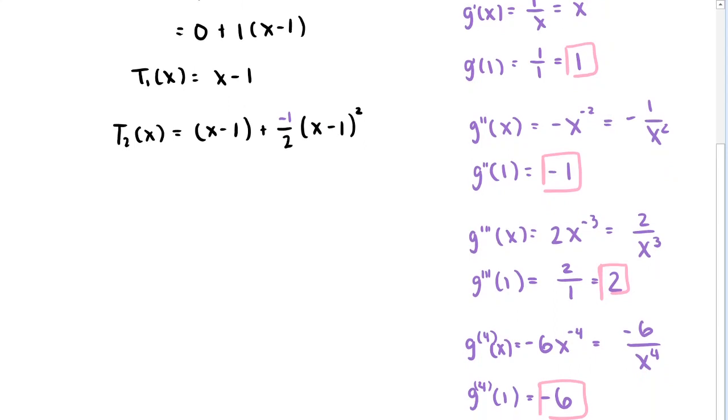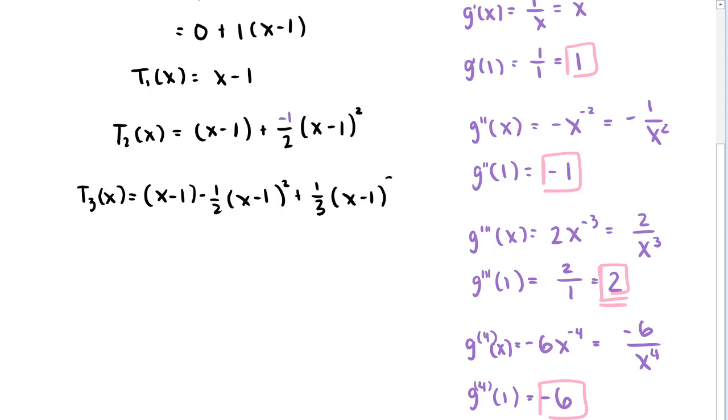And then what about the third degree Taylor polynomial for this function? Well, here it has all of the previous parts. We'll write this as -1/2 times x minus 1 squared. But it also has this cubic part, right? So it's going to be 2 divided by 3 times 2. So 2 divided by 6, which is just 1/3. So it's going to be plus 1/3 x minus 1 cubed.